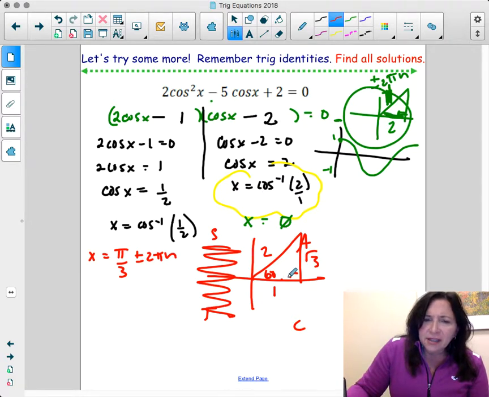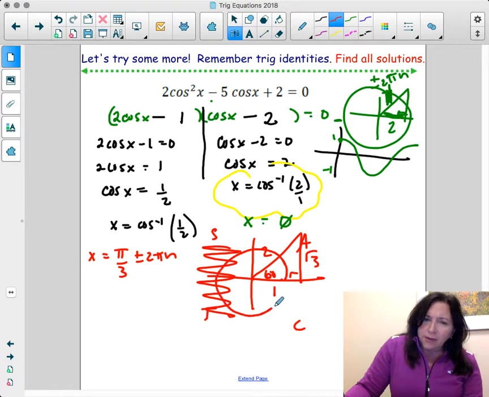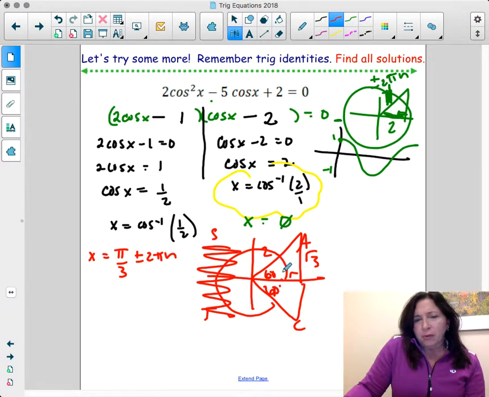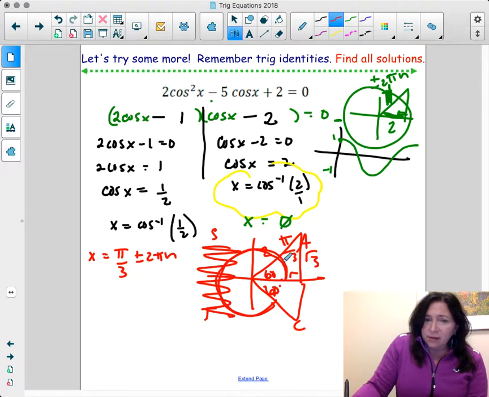But in addition to that, again, for this, we're going to go all the way around down here, and we're going to get a 60-degree reference angle. But remember, from here all the way around is 300 degrees. Or if you're counting in radians, that's pi over 3, right? This is pi over 3.